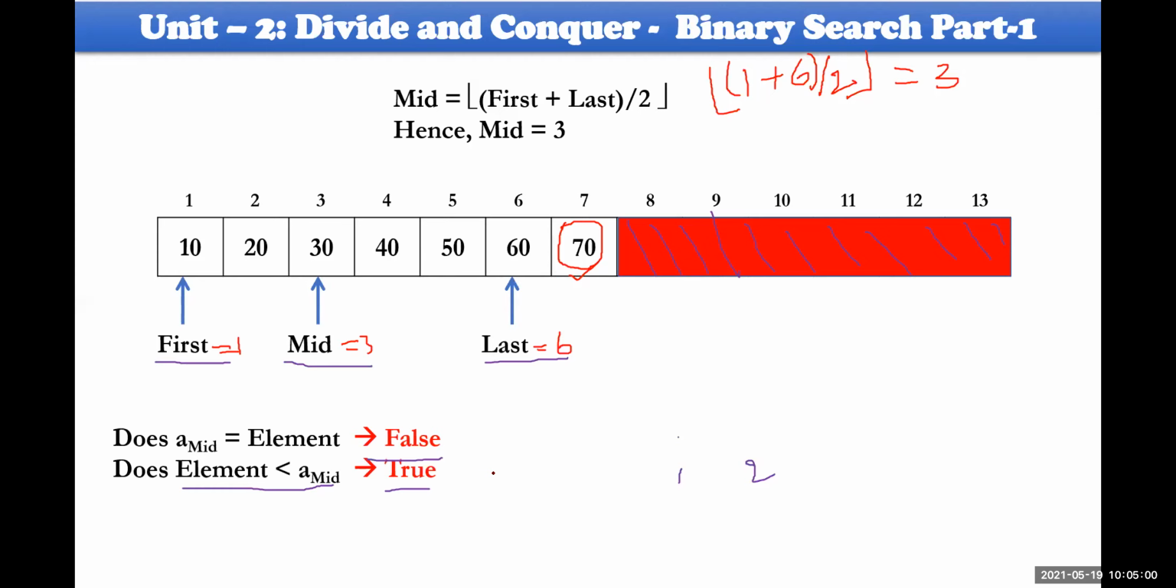It is false. Therefore, we'd like to check one more condition, that is, if element is less than A of mid. Yes, it is true. Element is 20 and A of mid equals 30, so it is true. So we'll go ahead and check this one. Here, the first element will be set to A of 1, and mid minus 1 will be set as the last element, 1 plus 2.